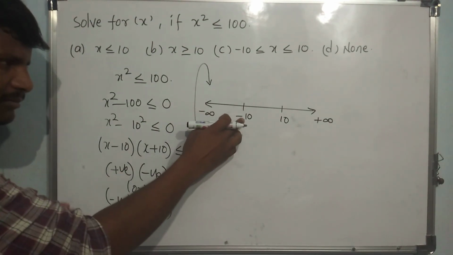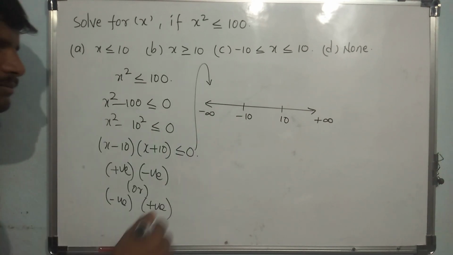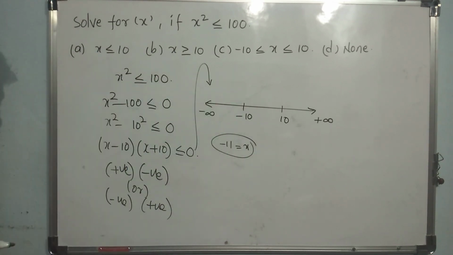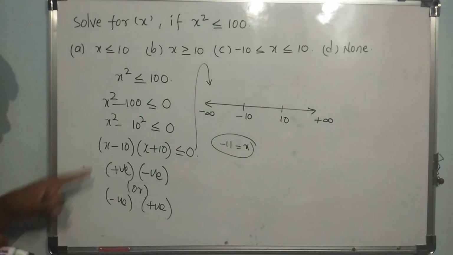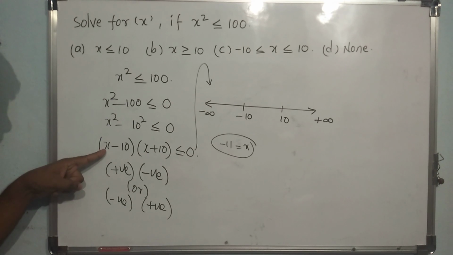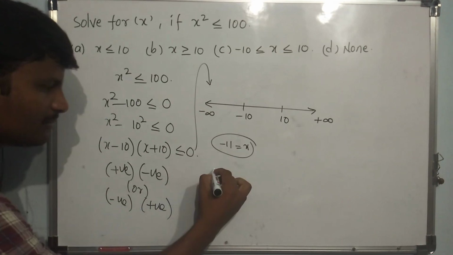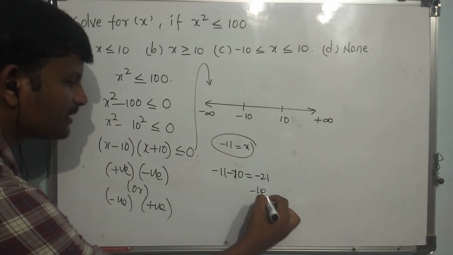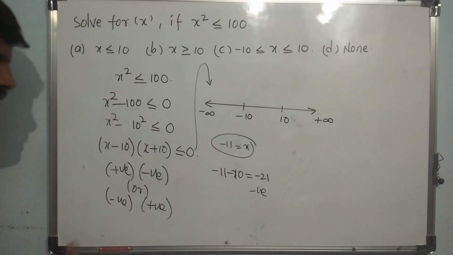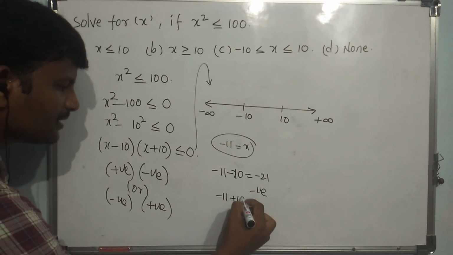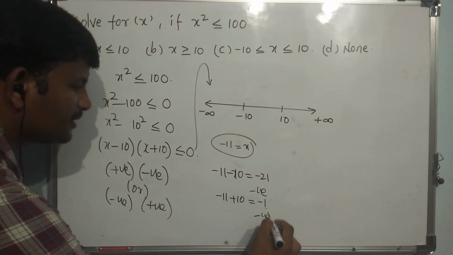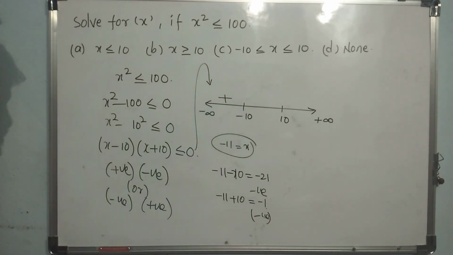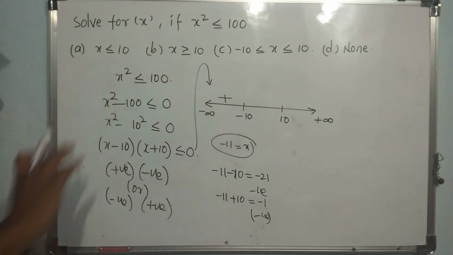If I take a number below minus 10, let us say x equal to minus 11, in the region below minus 10, what is this factor? If you take x as minus 11, it becomes minus 11 minus 10, which is minus 21, negative. And minus 11 plus 10 is minus 1, again negative. So negative into negative becomes positive. In this region, the entire value of the expression is positive.